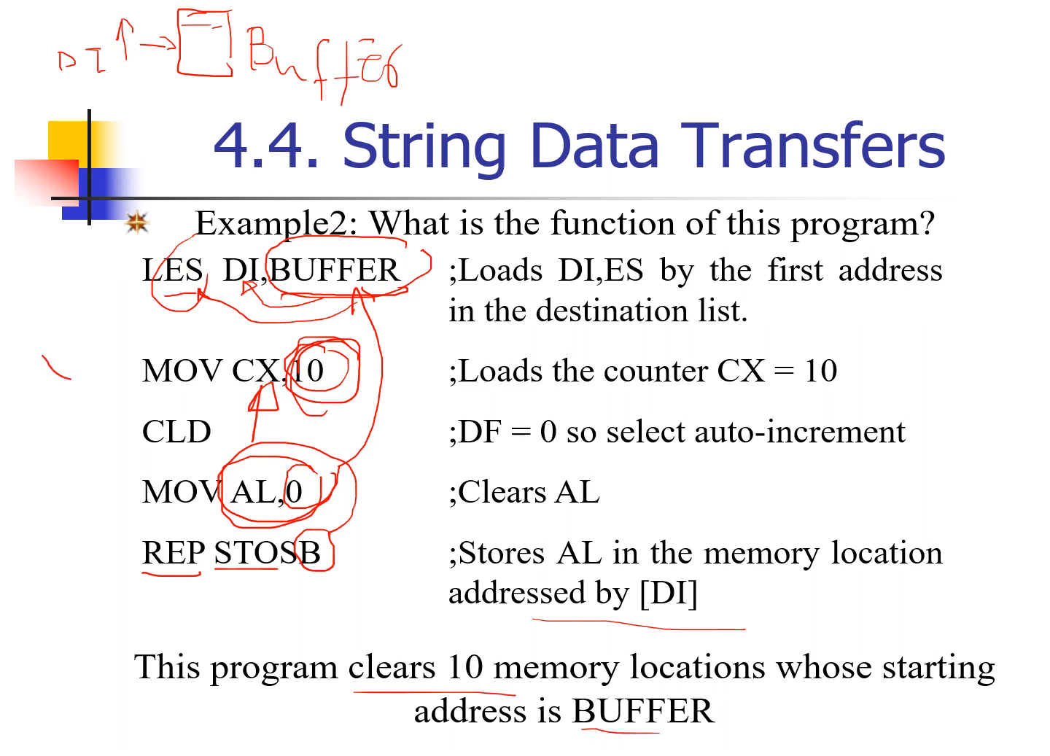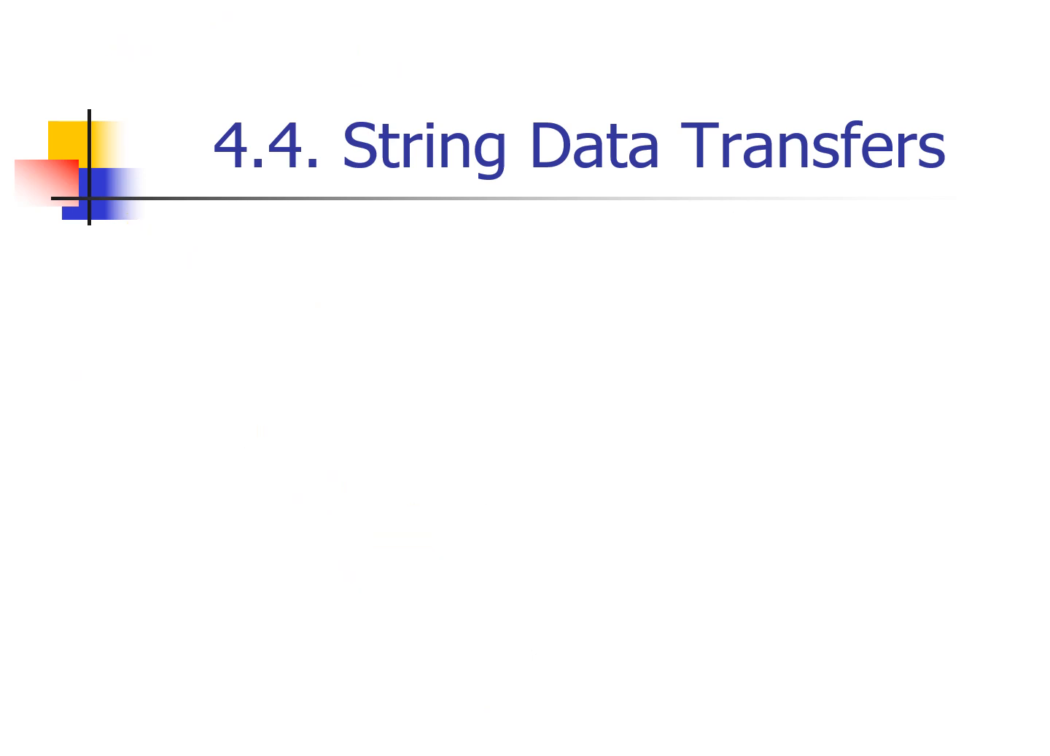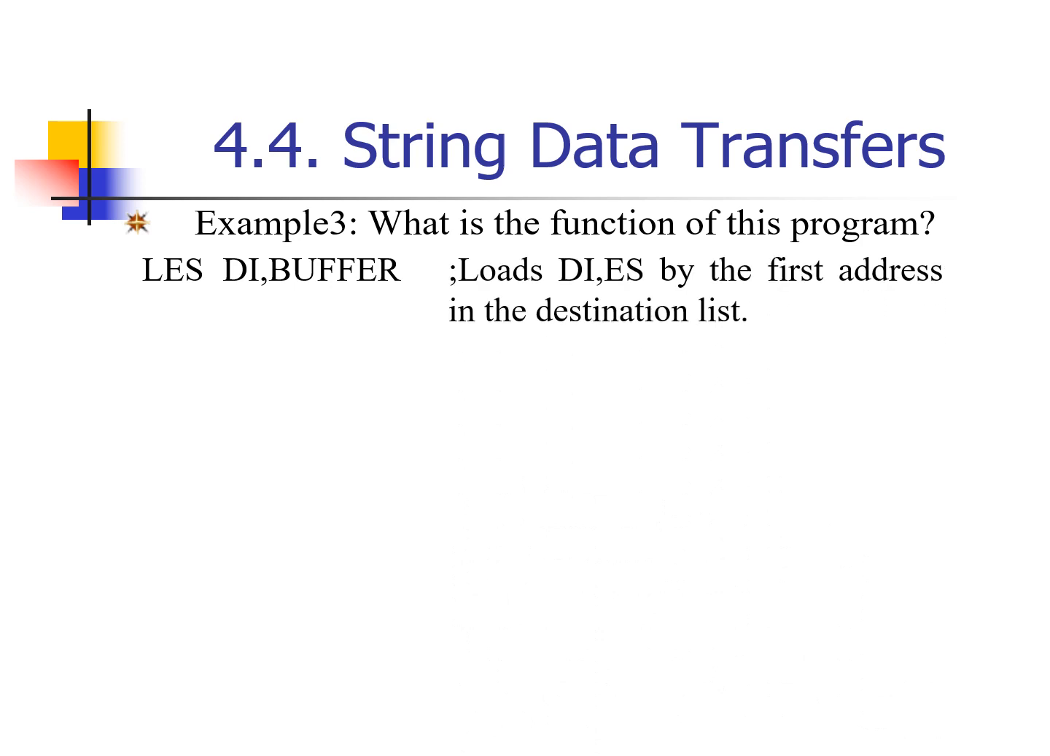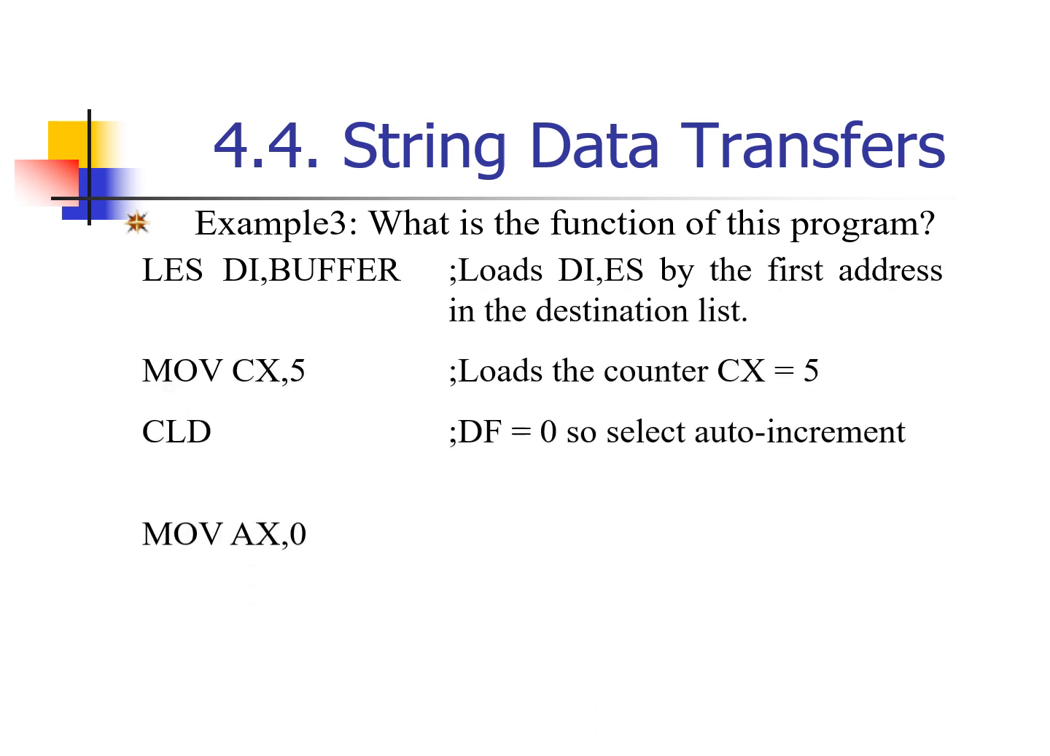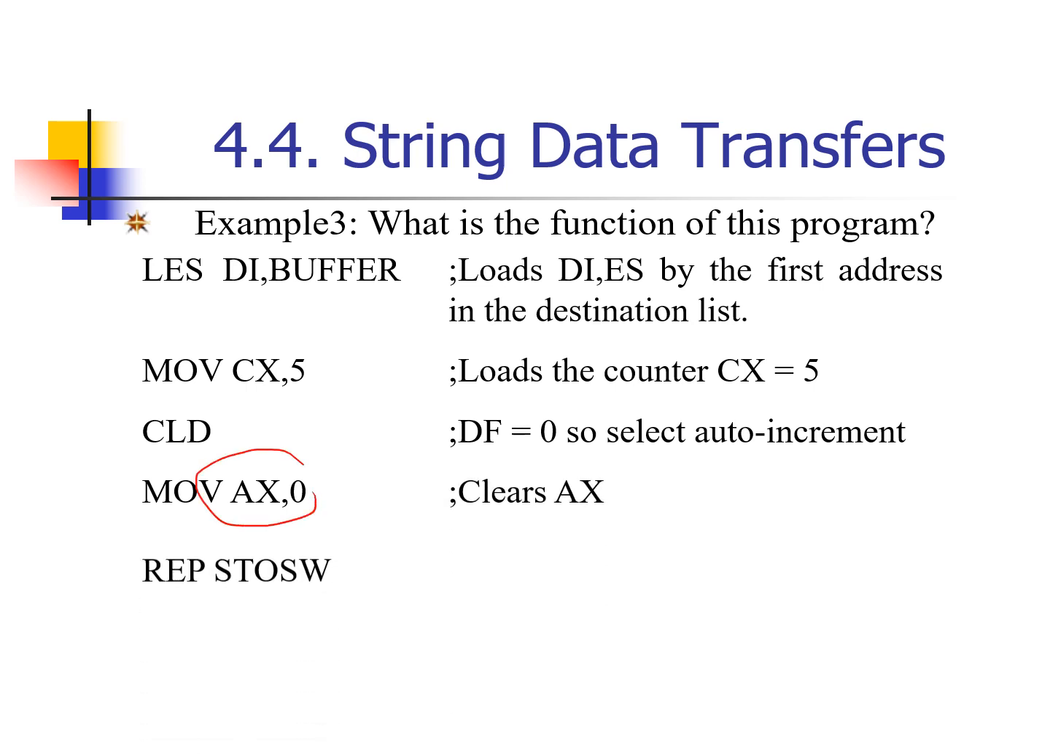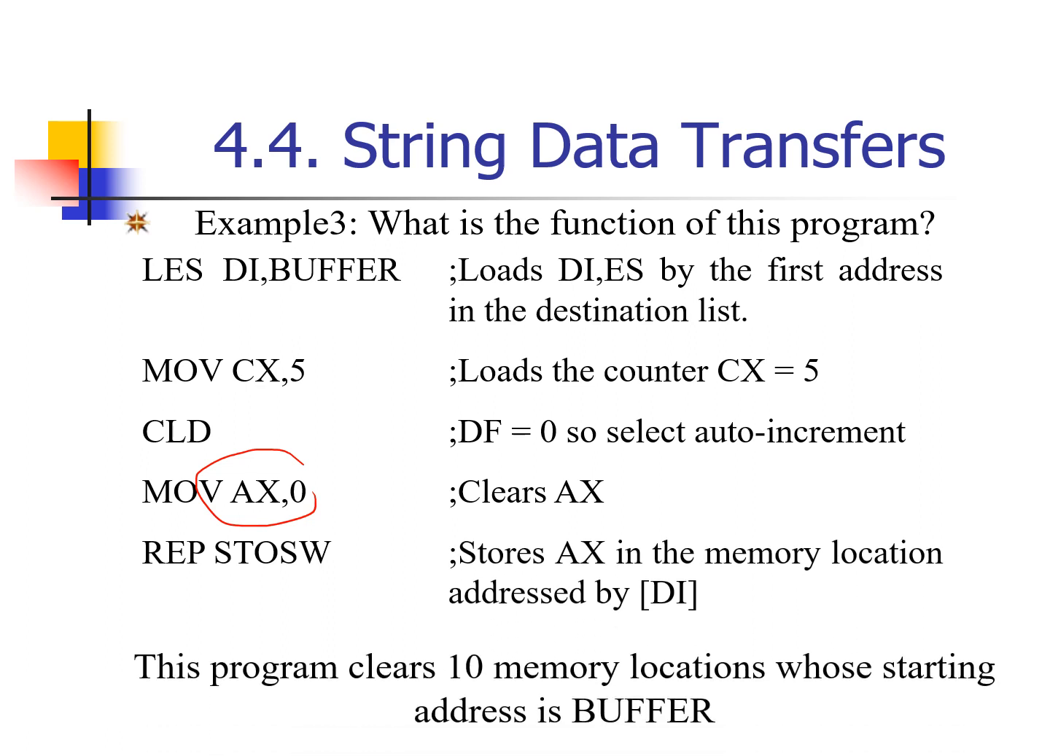And we can do this twice as fast by storing 5 here. Instead of moving byte by byte, we can move word by word, which looks like this. Same thing, except that we store 5 in CX and we repeat moving word by word, and we store 0 in AX, which does the same thing, clears the 10 memory locations, 10 bytes, whose starting address is buffer.